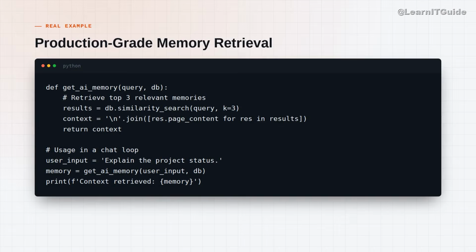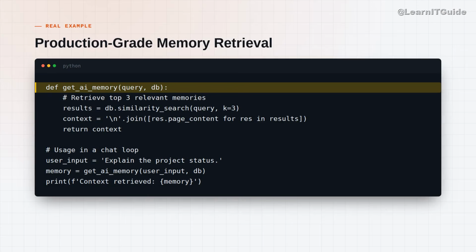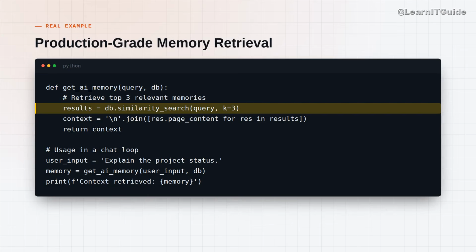In a production environment, you cannot just dump everything into the prompt. You need to be selective. Here, we define a retrieval function that performs a similarity search. We limit the results to the top 3 most relevant snippets to keep our context window clean and cost-efficient. This approach ensures the AI only receives information that is actually useful for the current question, preventing the model from becoming distracted by irrelevant historical data.